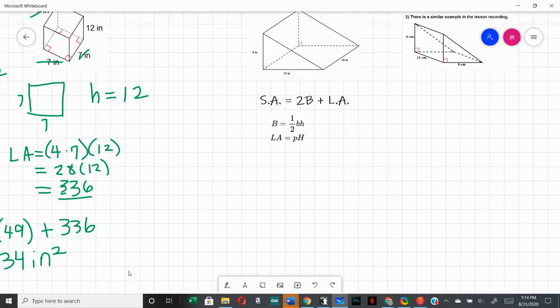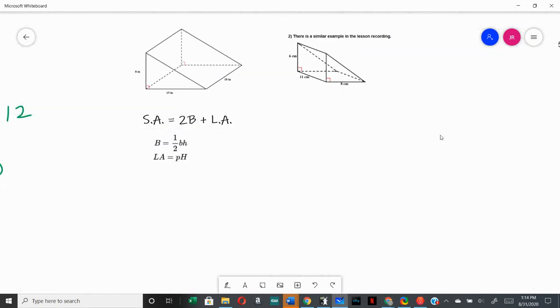Okay, now let's look at the next one. This is a triangular-based prism. Now, how do I know it's a triangular base? The bases are the sides that are parallel to each other. They're also the congruent bases. So in this case, I've got a triangle here and a triangle here. They're going to be parallel to each other because they're the same distance apart. And that's going to be the bases. The other three sides are not congruent, so they can't be the bases. Bases are a pair when you have a prism.